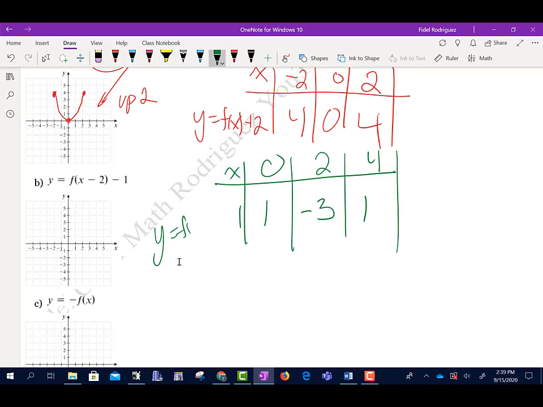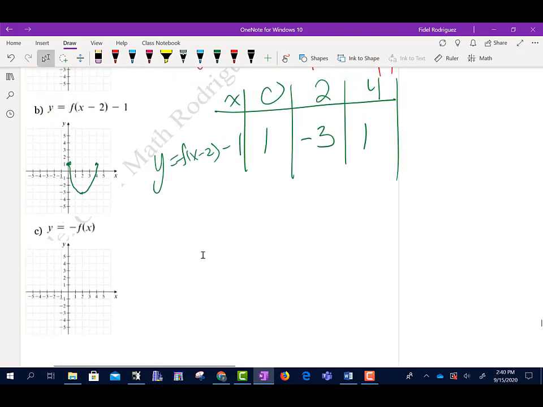Y equals f of x minus 2 minus 1. Okay, so now let's go ahead and plot those points. At x is 0, y is 1. When x is 2, y is negative 3. When x is 4, y is 1. And there's my graph. So we moved it to the right 2 and down 1 spot.